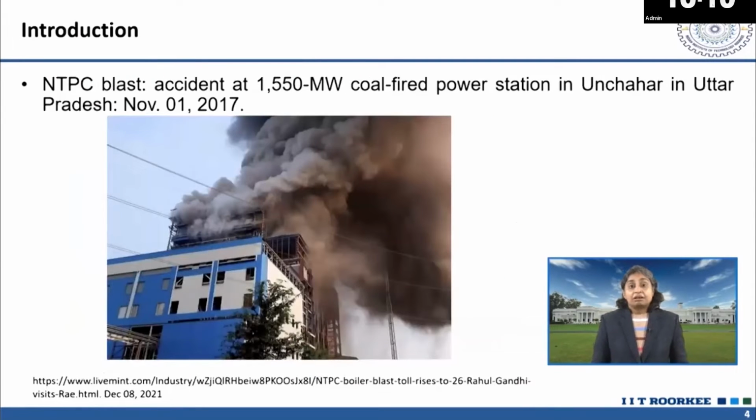Similarly, one accident took place on November 1st, 2017 in a power station in Unchahar, which is an NTPC setup in UP, and you can see the situation as shown in this particular picture.